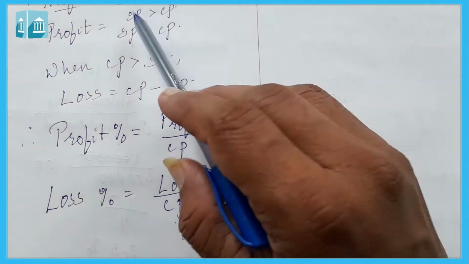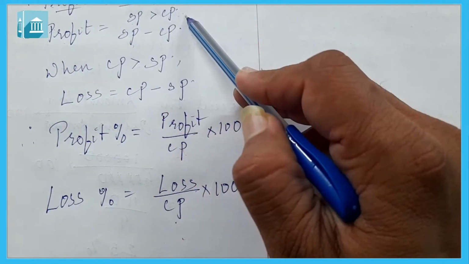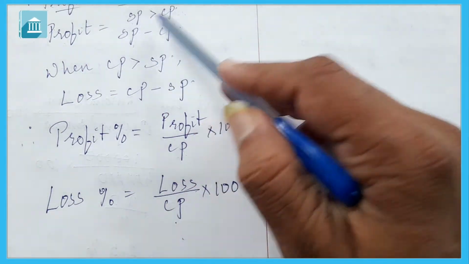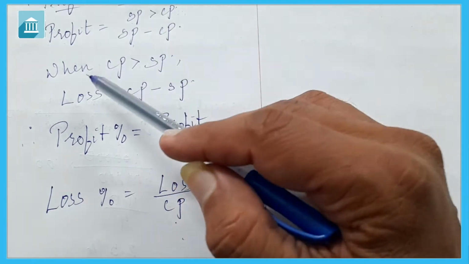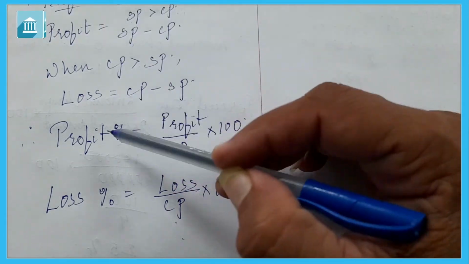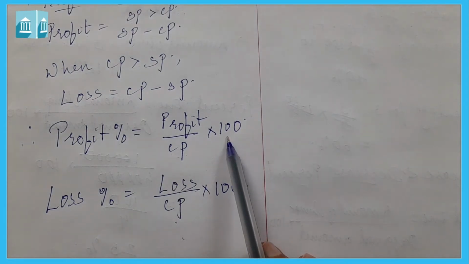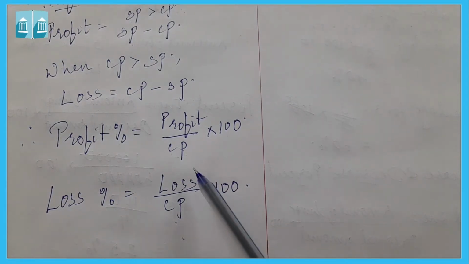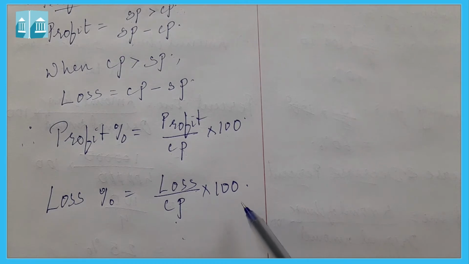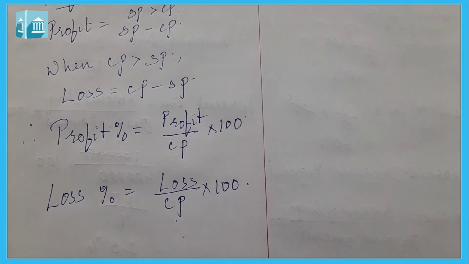For profit and loss, we have to see whether SP is greater than CP. If SP is greater than CP, then there is a profit. If CP is greater than SP, then there is a loss. Then profit percent is profit upon CP multiplied by 100. In the same way, loss percent is loss upon CP multiplied by 100.